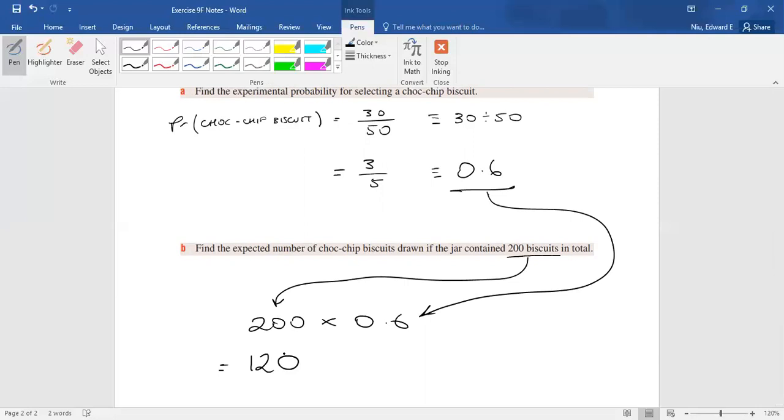That is literally it for exercise 9F. Remember, we've got the test on Monday, revision on Friday. Have a go at exercise 9F, questions 1 to 6, okay? And let me know if you have any questions.